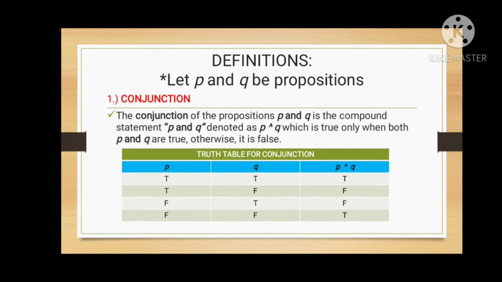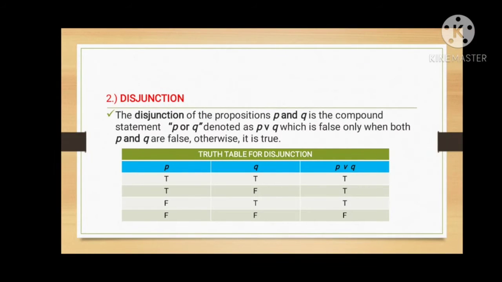So, understand? Moving on to the disjunction. The disjunction of the propositions P and Q is the compound statement P or Q, denoted as P ∨ Q, which is false only when both P and Q are false, otherwise it is true.